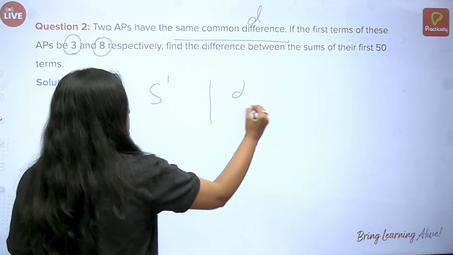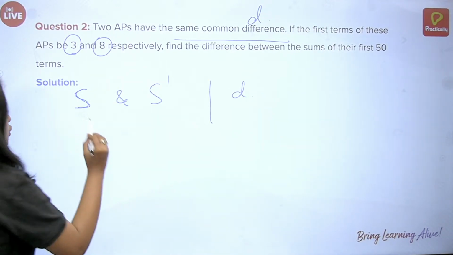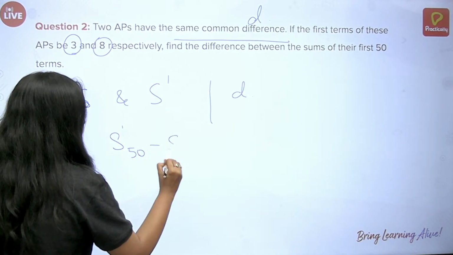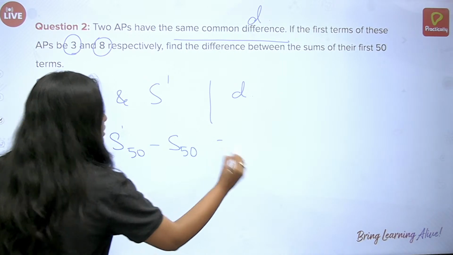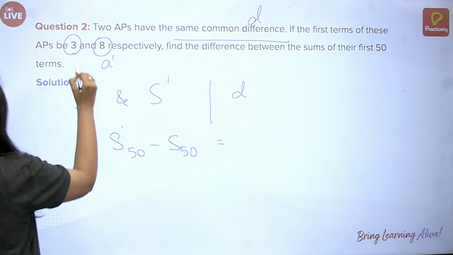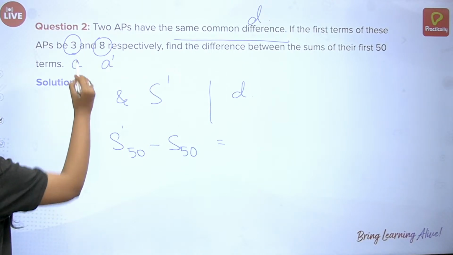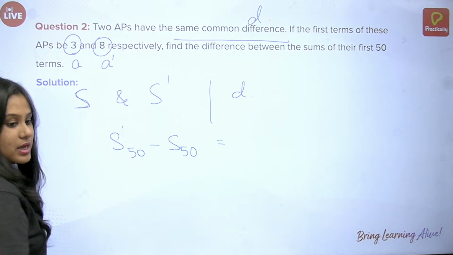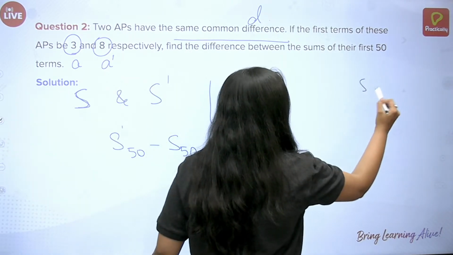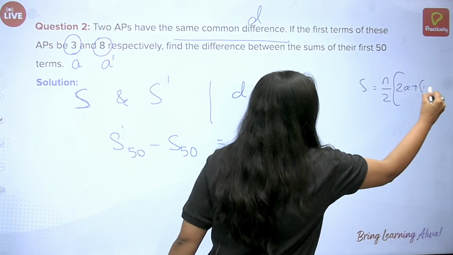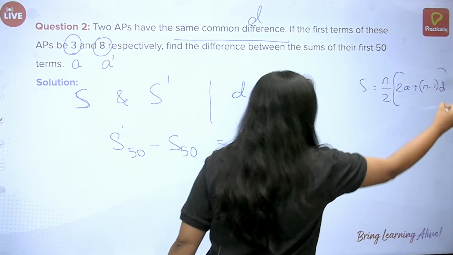Common difference is D. So we have to do S dash 50 minus S 50. Correct? So let this be A dash, this be A. Just substitute. What is the formula for sum? Sum is equal to n by 2 of 2a plus n minus 1 into D.